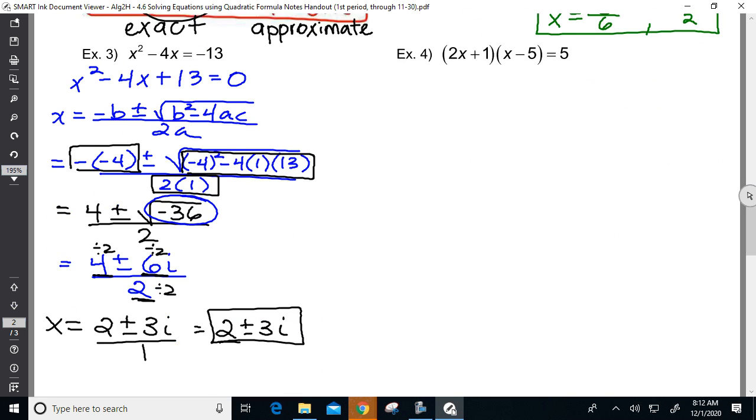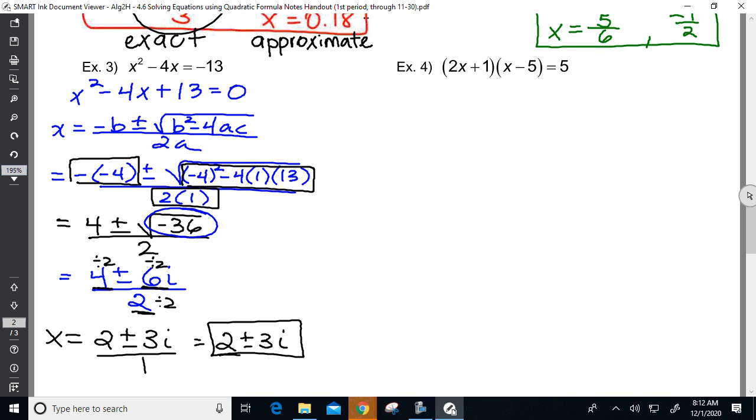So, we're going to do one more example associated with quadratic formula, and then we'll look at the word problem setup that we have going on for this. So, example 4. You have (2x + 1)(x - 5) = 5. Of course, if we're going to use the quadratic formula, this equation has got to get equal to 0. So something has to happen to this, and something's got to happen to that 5.